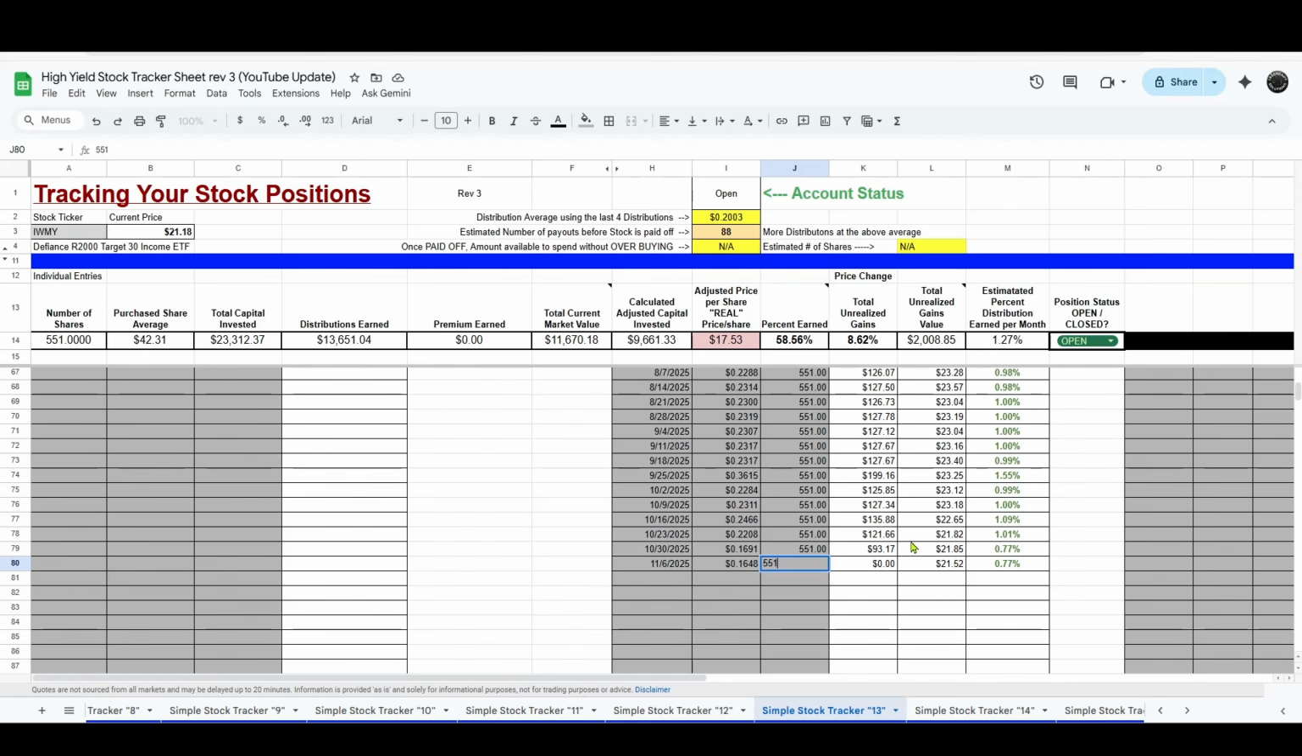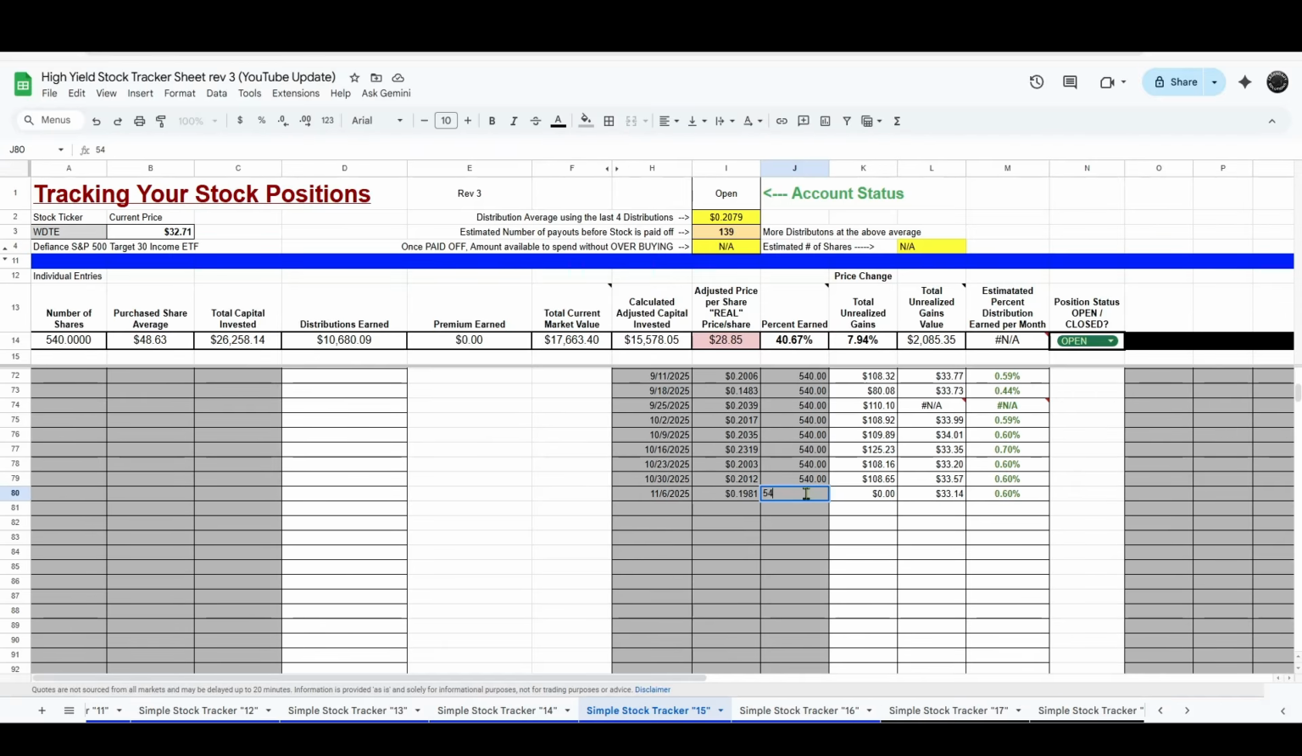IWMY, 551 shares with a real price per share of $17.53, now becomes $17.37. It's also below the current price, so I'm okay with this one as well. QQQY, enter in 551 shares, so the real price per share of $22.23 now becomes $22.06. So even though the price may be moving down, I'm moving it down further, trying to stay ahead of any drops that it may do. And that's the whole point of my method.